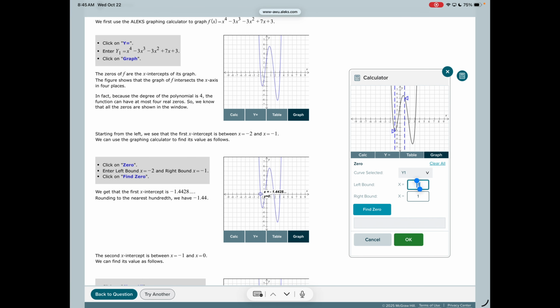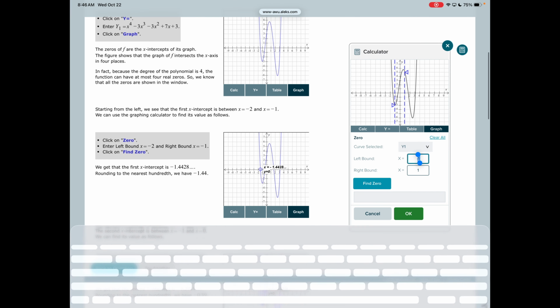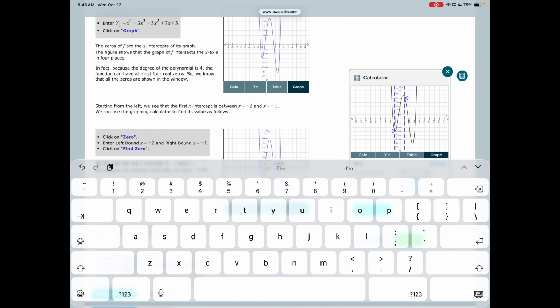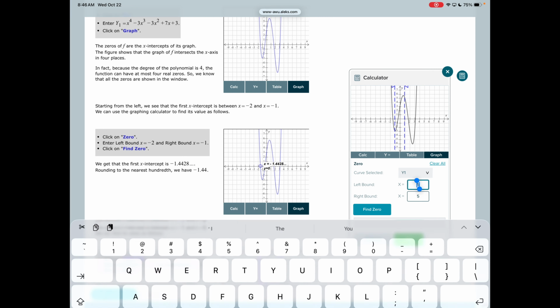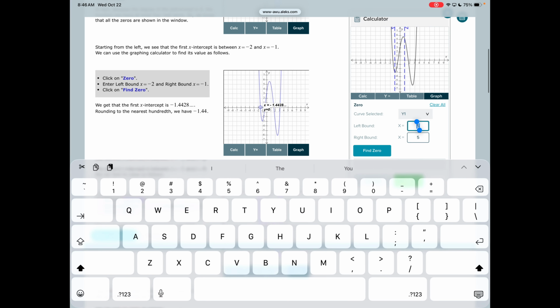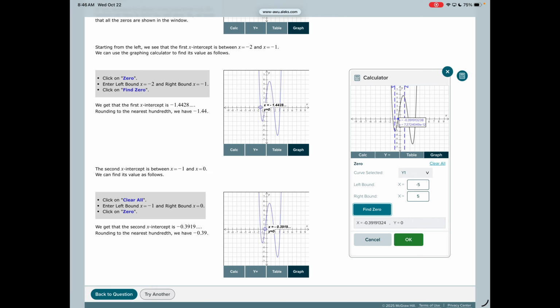Again, I have to give it a location of where the zero is that I'm looking for. I do not think it'll just do the whole thing. Like if I just do -5 and 5, why doesn't it want me to put the -5? Well, it found one of them.